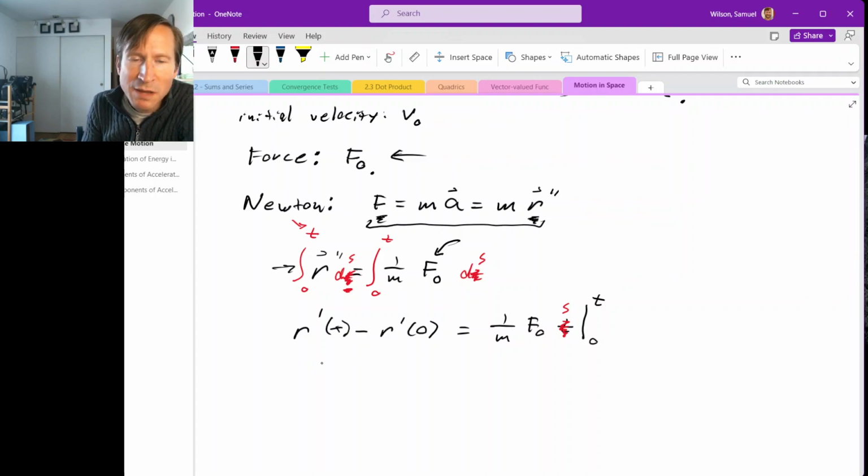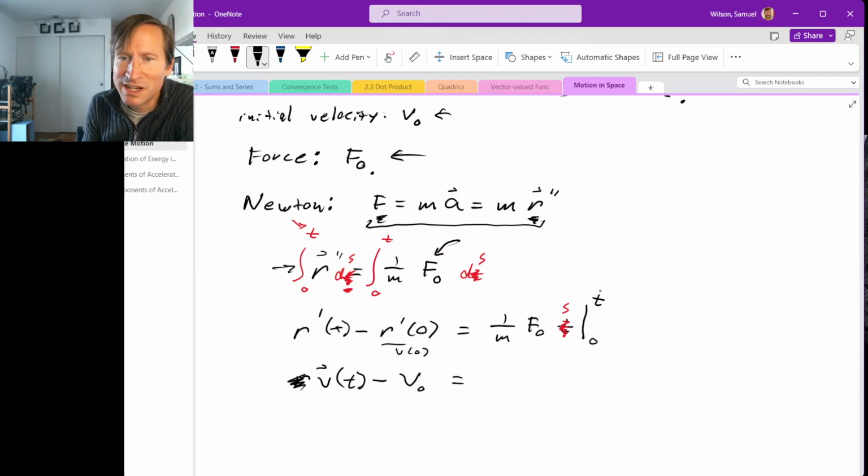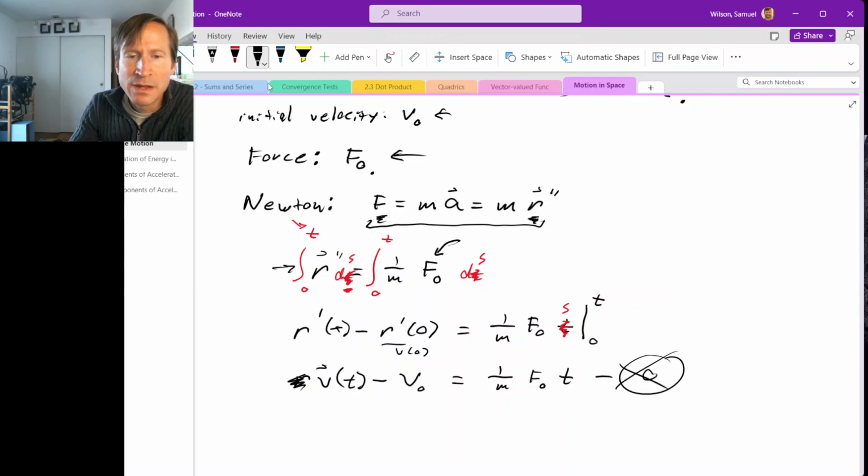Okay, r prime of t is just our name for velocity. So let's write velocity at time t minus r prime of 0, that's velocity at time 0. But we had a name for that. That was our initial velocity, so let's write v sub 0. And on the right-hand side, when we plug in t and plug in 0, we just get 1 over m times f sub 0 times t. When we subtract and plug in 0, we get 0, so let's not write that part.